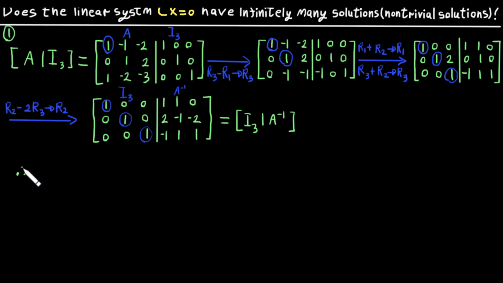Therefore, A inverse exists, and A inverse is equal to this matrix. I will speed it up because I will copy it.